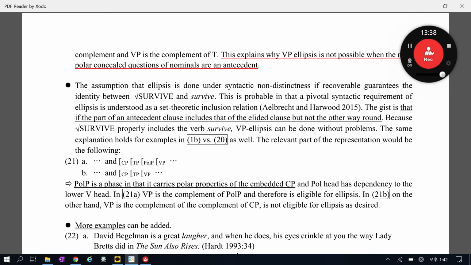The relevant part of the representation would be the following, given in 21. PolP in 21a is a phase in that it carries the polar properties of the embedded CP, and the Pol head is not in head dependency with the lower V head. In 21a, VP is the complement of PolP and therefore is eligible for ellipsis. In 21b, on the other hand, VP is the complement of T, so it is not eligible for ellipsis, as desired.